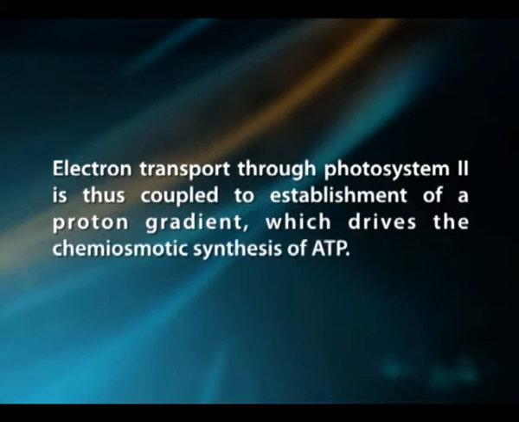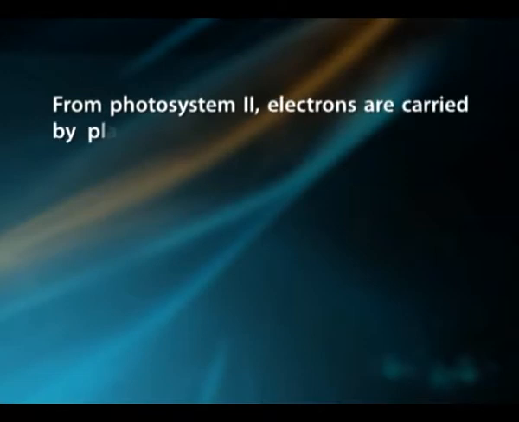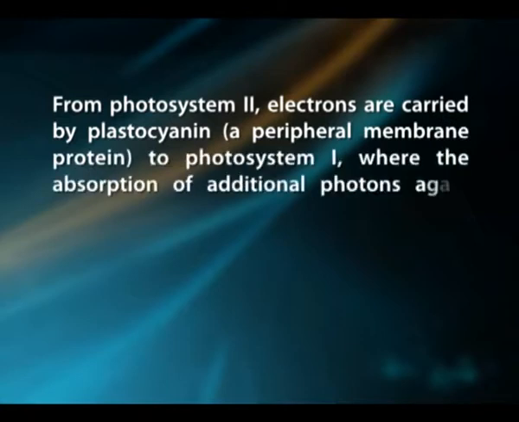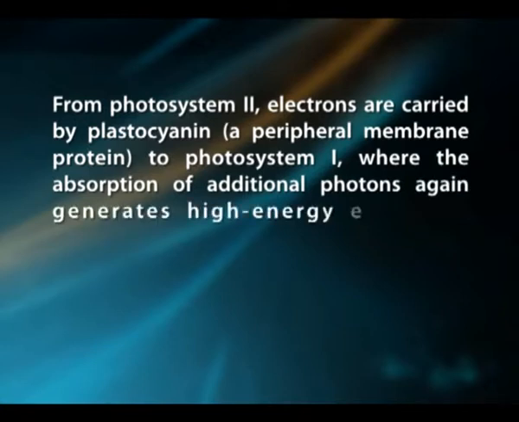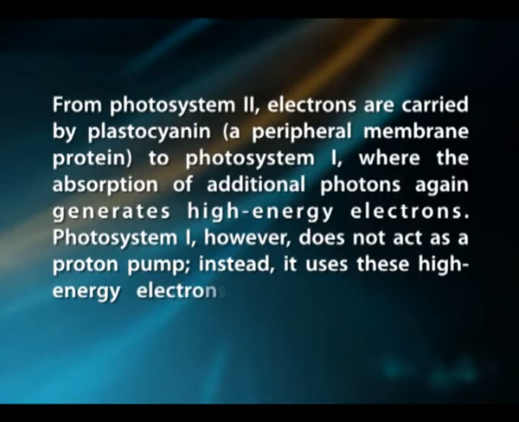From photosystem 2, electrons are carried by plastocyanin, which is a peripheral membrane protein, to photosystem 1, where the absorption of additional photons again generates high energy electrons. Photosystem 1, however, does not act as a proton pump. Instead, it uses these high energy electrons to reduce NADP+ to NADPH.